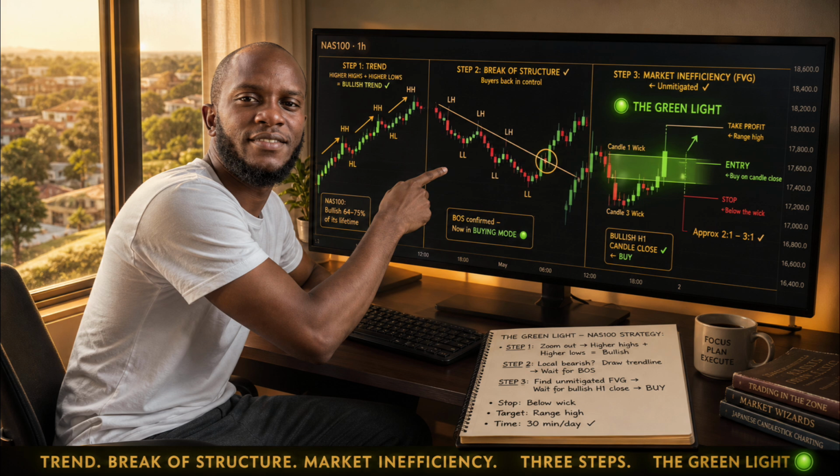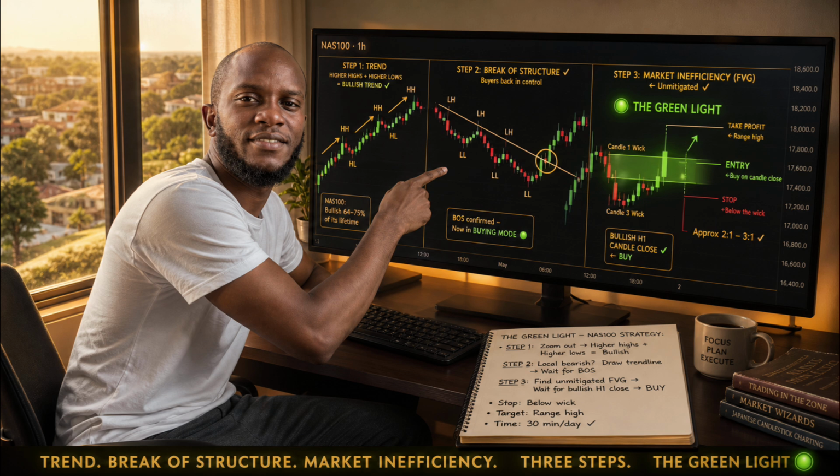Green light, NAS100, 1 hour chart, zoom out. Higher highs, higher lows, the trend is what it's all about. Break of structure, trend line breaks, buyers back in play. The green light, market inefficiency, FVG entry today. Mitigated, price returns, bullish candle close. Stop below the wick, take profit at the range high, that's how it goes. 64 to 75%, a lifetime bullish trend. The green light, 3 steps, that's all you need.